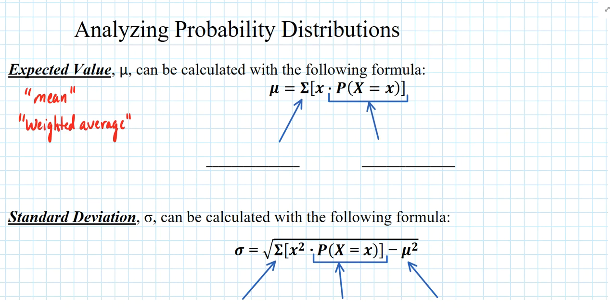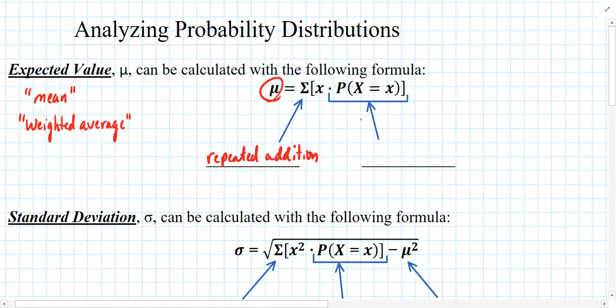The lowercase Greek letter mu is commonly used to identify the expected value, and it is calculated by summing all of the products of the possible outcomes and their probabilities. The uppercase Greek letter sigma is a symbol that indicates repeated addition in mathematics. And the probability notation here indicates the need to multiply the outcome and the probability for each possible outcome in the distribution.